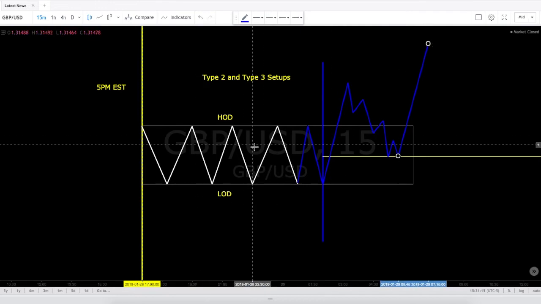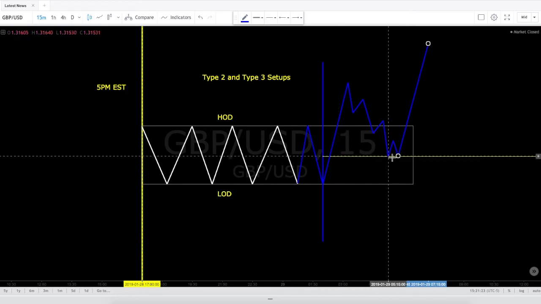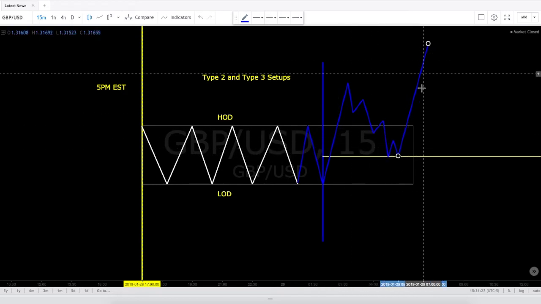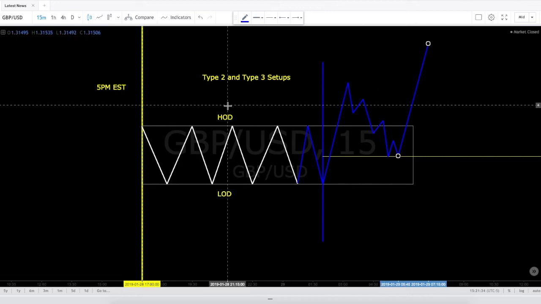Right? So as long as price is coming back down to the middle of the range, and it literally stops at the middle of the range and goes right back up, that's a setup. That's a type 3 setup. Okay, so just keep that in mind. Type 3 is the only one that does that.